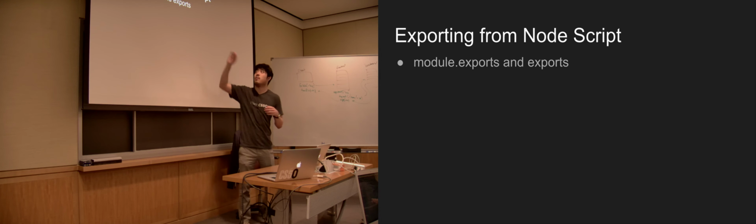But if you do something like exports equals a new object literal, then now exports is going to be pointing at a different object. And so what actually gets exported is module.exports. So you have to make sure that at the end of your script, module.exports is still pointing to whatever you want it to actually export. Make sense?